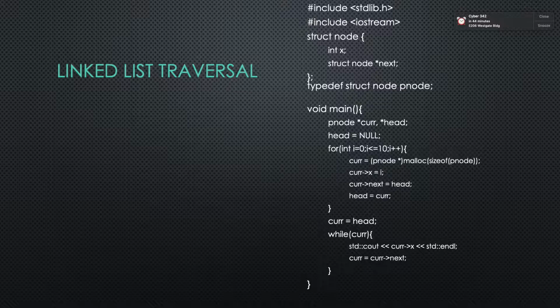So can someone tell me what this typedef struct node pnode is doing? Anyone? Yes. It's defining a new data type called pnode, and it's based off of the structure node. Not really, but almost. It's not defining it in the sense that we're defining a structure here. It's just saying I have a structure called node, and I want to call it pnode now.